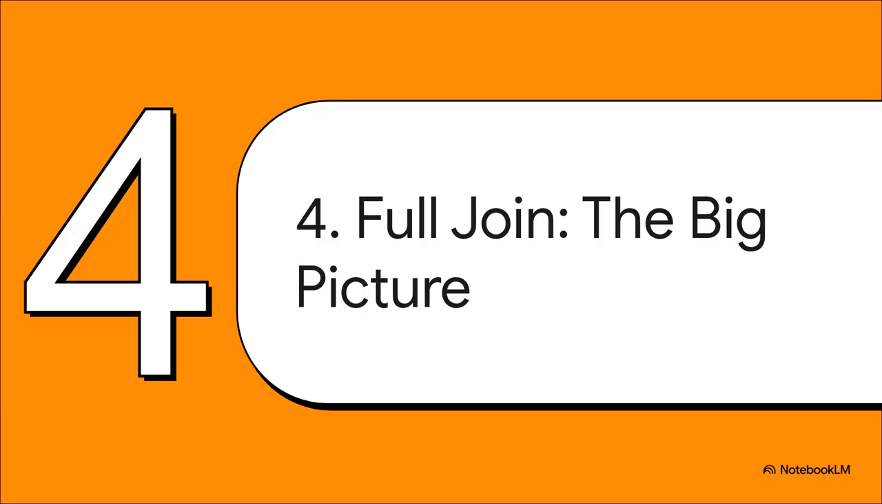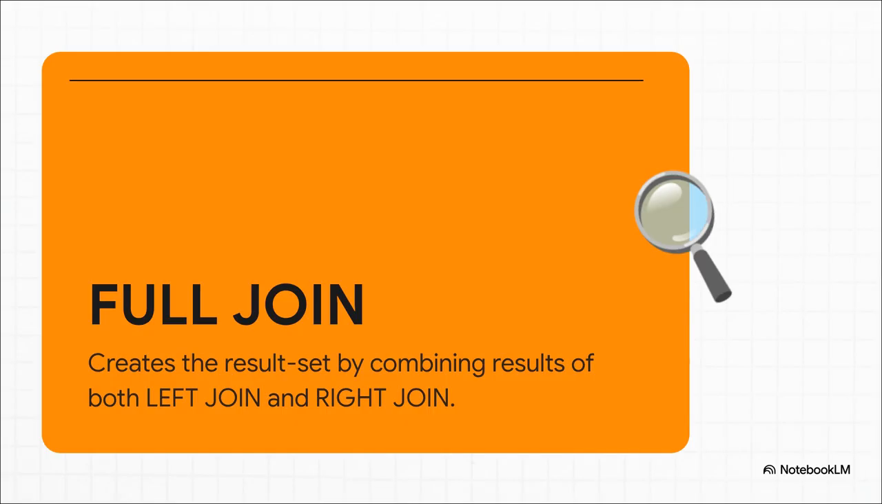Okay, section 4, the full join. So what if you need to see, well, everything? All the records from both tables, no exceptions. That's when you need to bring out the big guns. That's where the full join, sometimes called a full outer join, comes in.